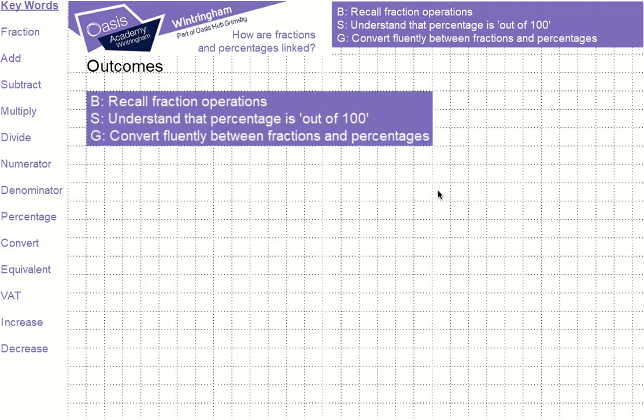The objectives today, we're going to recall fraction operations, silver to understand that a percentage is out of 100, and gold convert fluently between fractions and percentages.